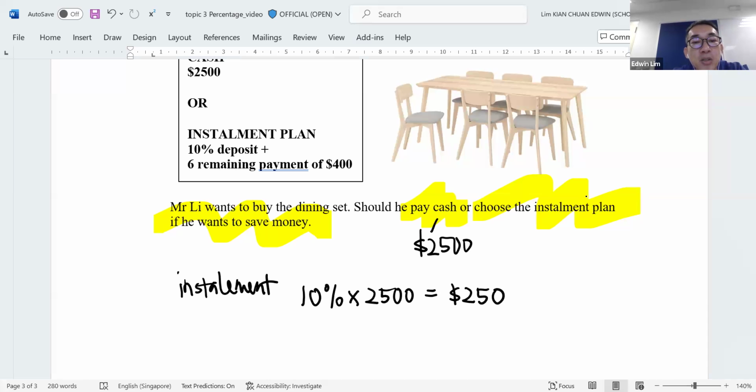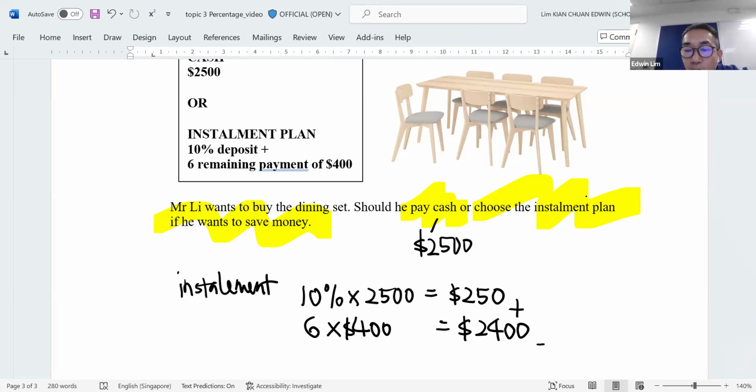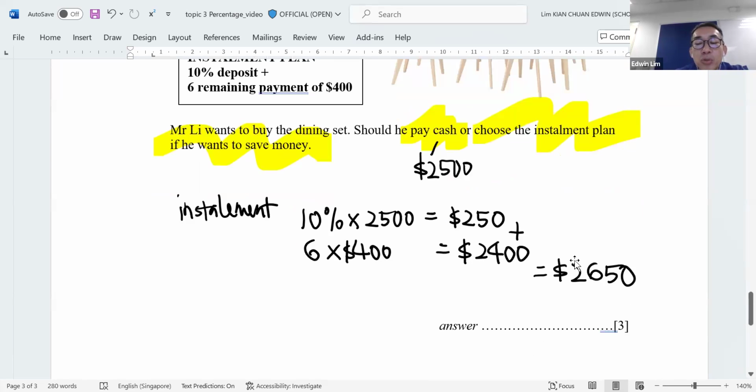How much is the installment? 6 times $400. It will be $2,400. So I just need to plus them together. Total cost will be $2,650. All right? So which one should he actually use? All right? So that he can save some money.